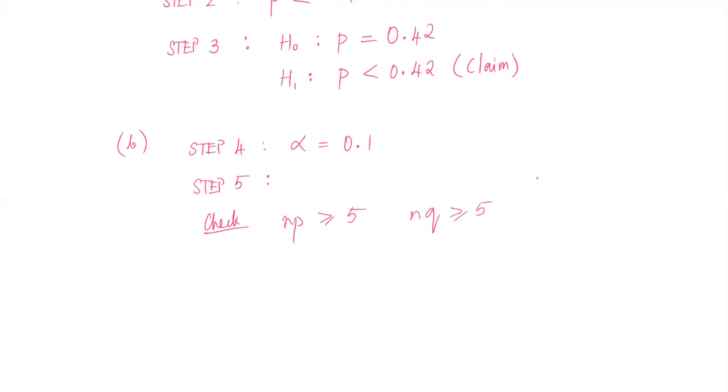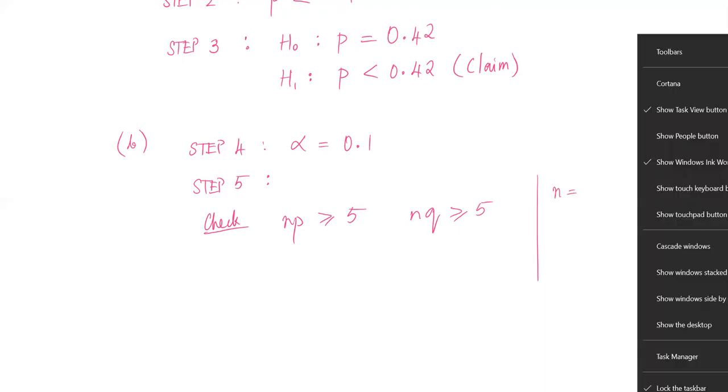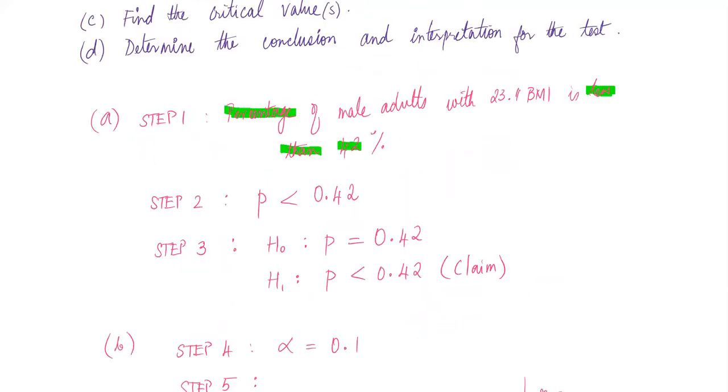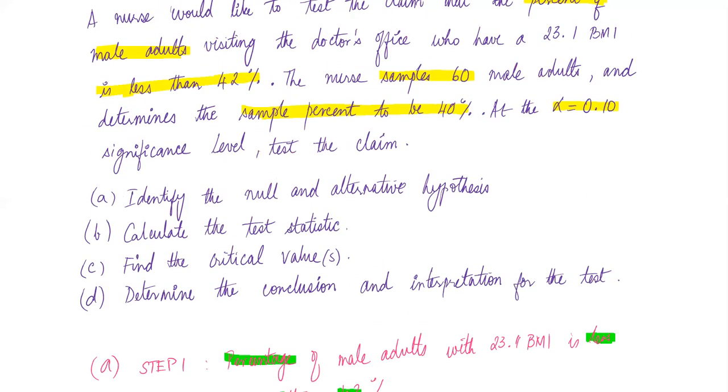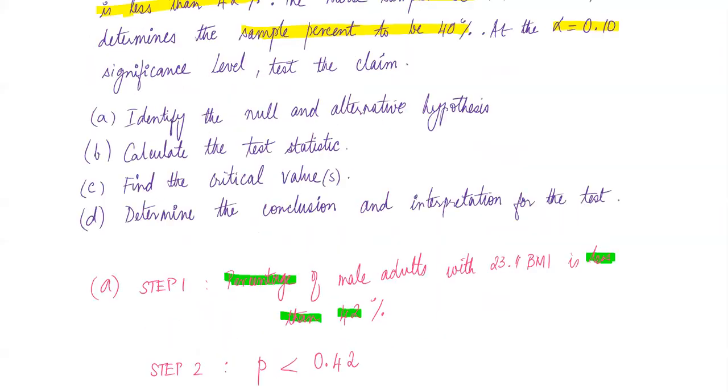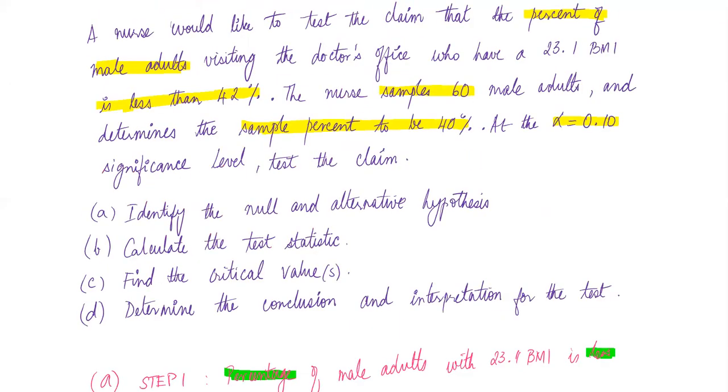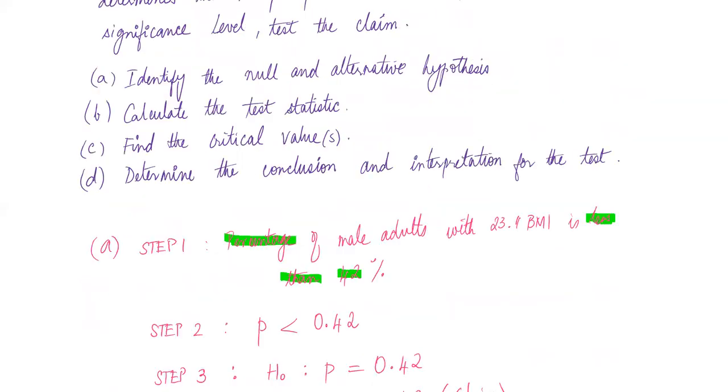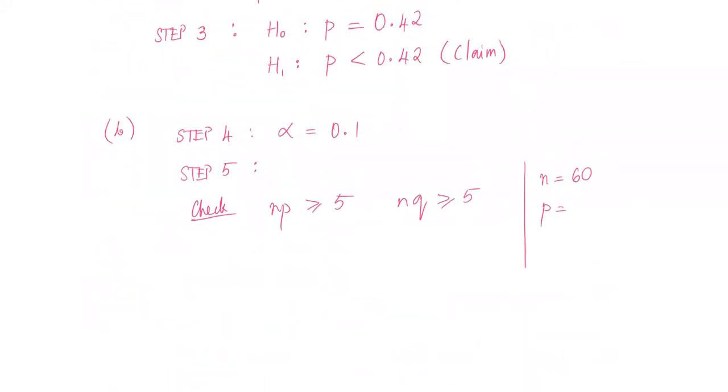So go ahead and identify your N and your P and your Q. So I want to see what N is. N is the number of samples. So samples, the nurse samples 60 male adults. So you know your N is 60. P here is just your population proportion. So you just have that here. You don't go to the sample. You just go to 0.42. Q is 1 minus P.